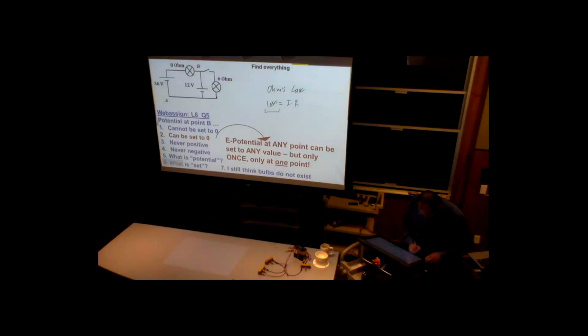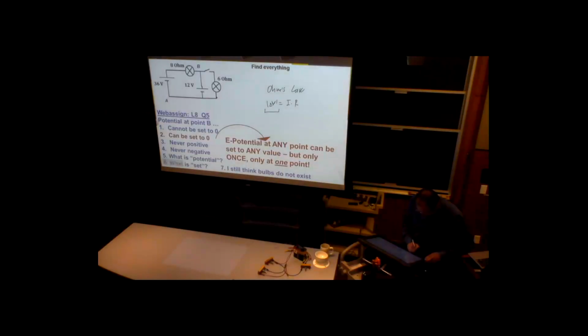So, 36, 12. Keep forgetting plus minus. Yeah. All right. 12 volts and 8 and 6. 8 ohms, 6 ohms.